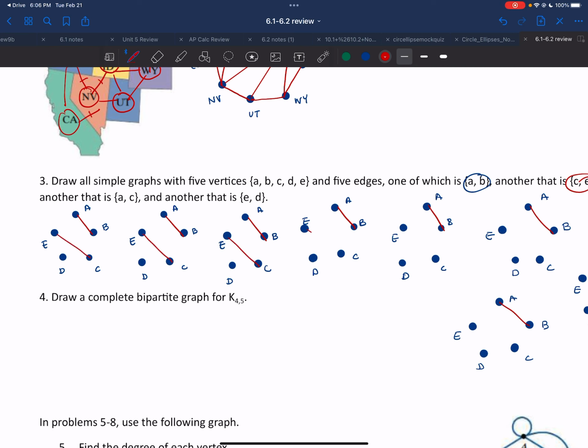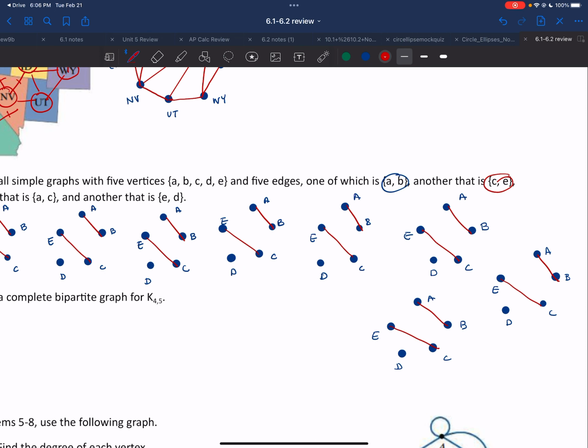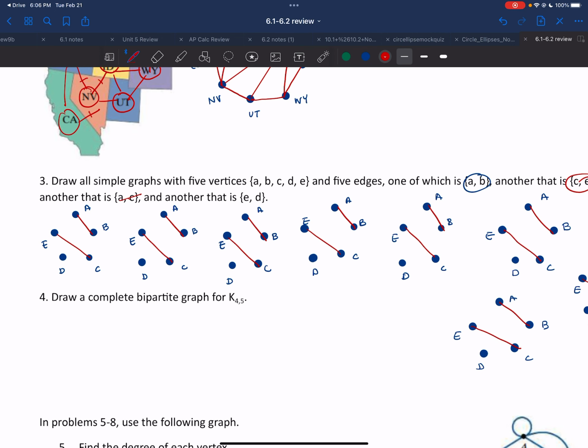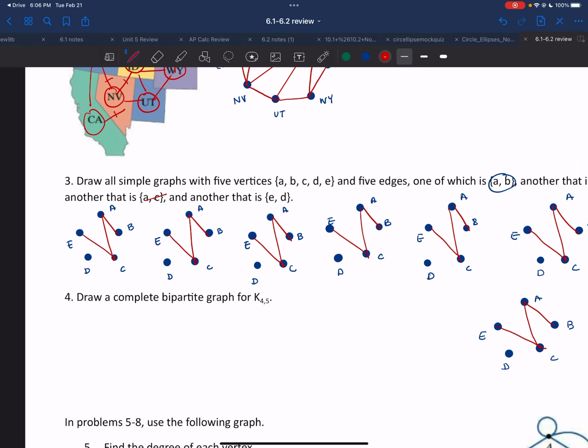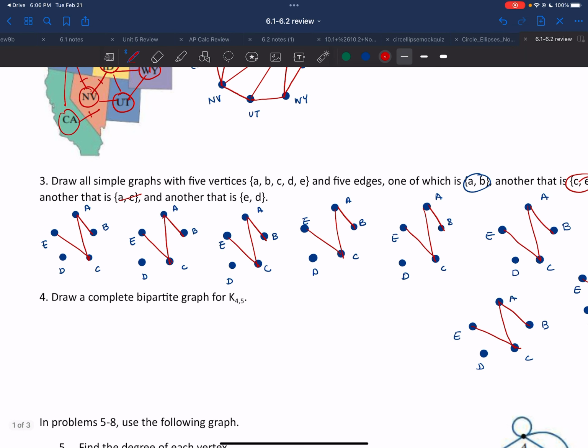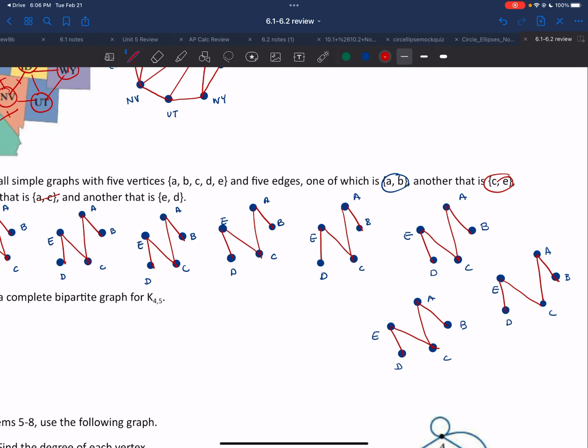CE, CE, CE, and CE. Then we have AC. So AC is connected on all of these. And ED, ED. Okay, so those are the ones that are guaranteed.